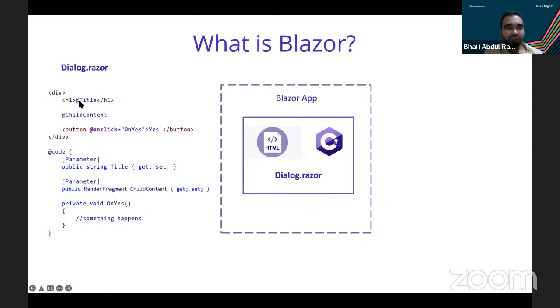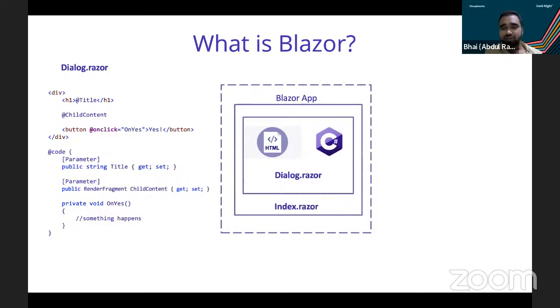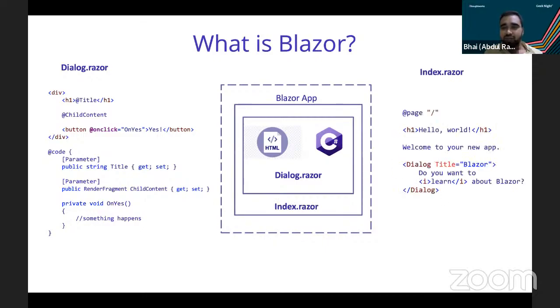Here you can see there is a button, there's an h1 tag, and the child content. When we click on the button, the onclick event handler will be triggered, and we can do our logic here. This is one simple component in Blazor, and this component can be nested inside another component like index.razor, so that we have nesting of components. Here you can see index.razor is developed as a page. Whenever the user lands on the index page, you can see hello world getting rendered, and then this dialog component will be rendered. This is what a simple Blazor app will look like.